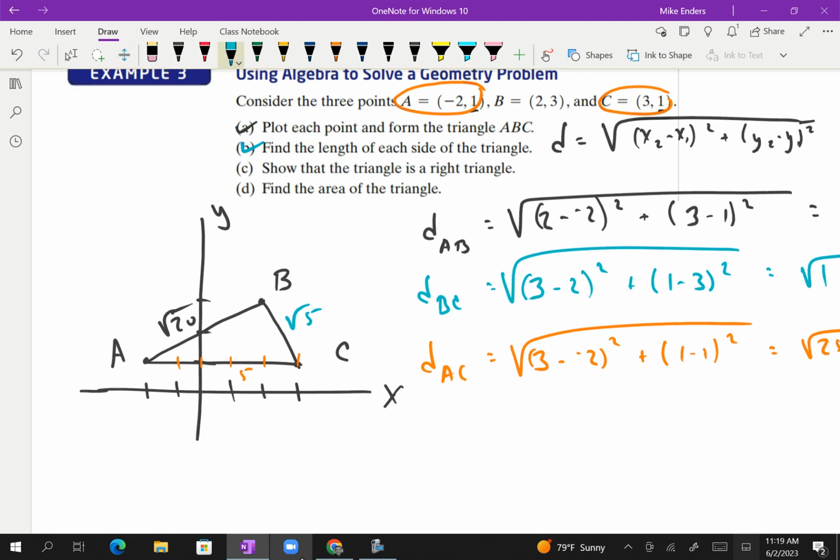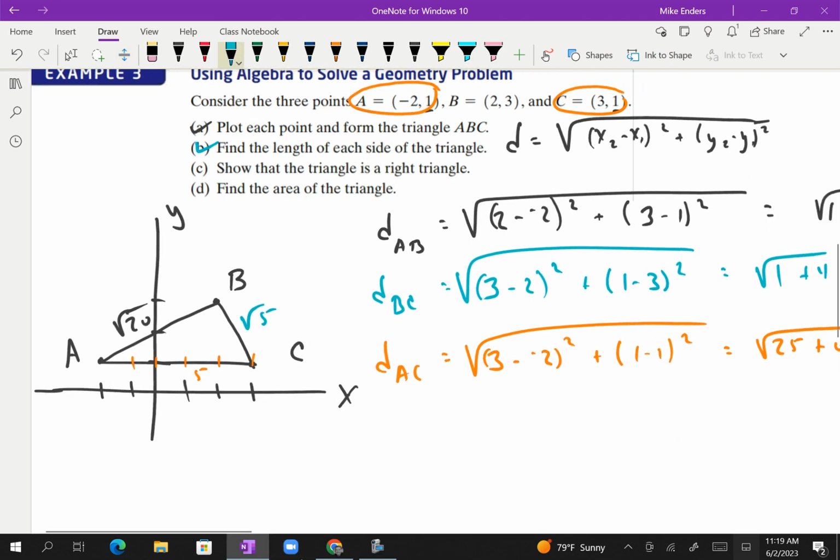So the other thing we want to do is show the triangle is a right triangle. Well, if we go back to our geometry skills, if we have 3 sides forming a triangle, it will be a right triangle if Pythagorean's theorem is true. So if a squared plus b squared equals c squared, then we're a right triangle. And that's what we're trying to show here. So let's take our pieces.